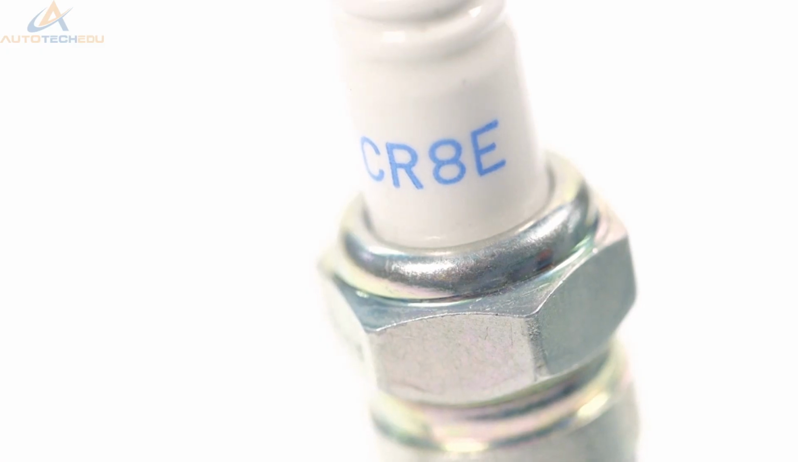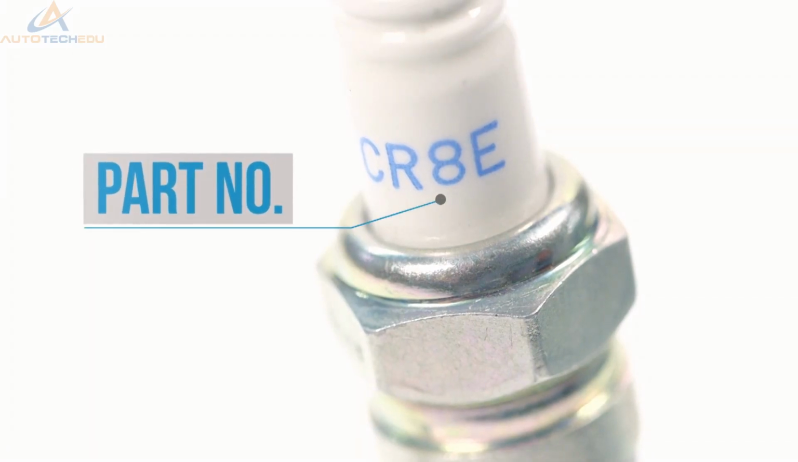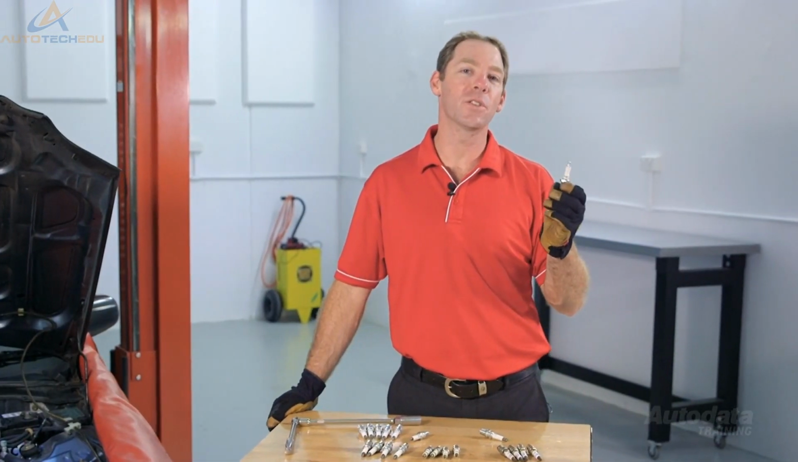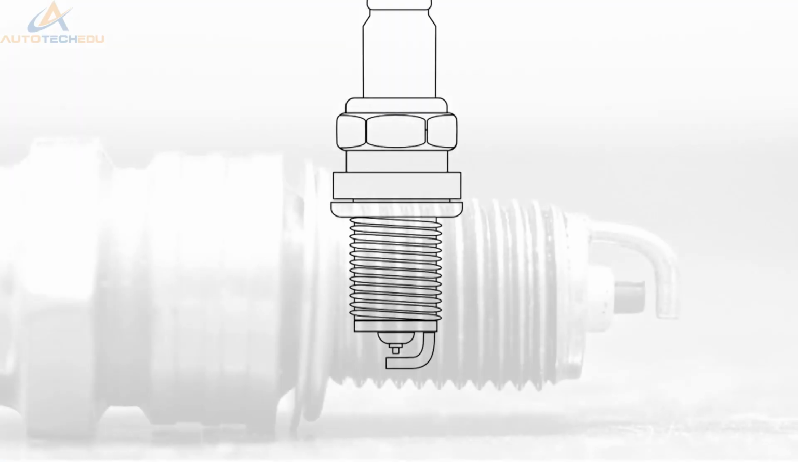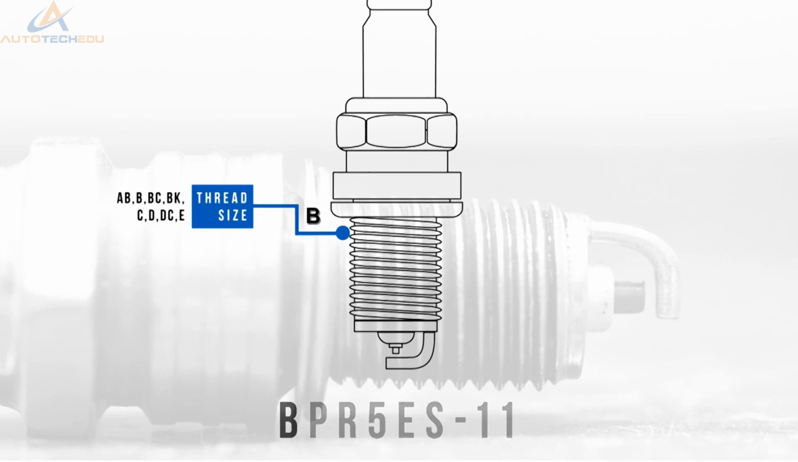All spark plugs are identified by a part number designated by the plug manufacturer. Decoding these part numbers can become easy with some practice. NGK is probably the easiest to decipher, as it uses a very simple numbering method. When looking at a spark plug using a part number of BPR5ES11, we can observe that B indicates the thread size. In this case, it's 14mm in diameter with a shell hex size of 13/16.